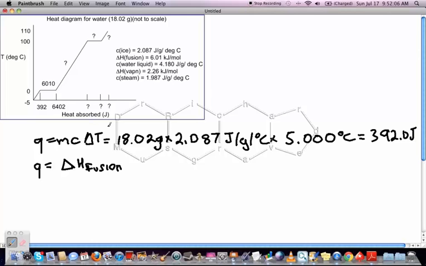Now, fusion is the process of freezing actually, but it's going to be the same going from melting from solid to liquid as it is from liquid to solid. So the delta H of fusion is going to be identical in each instance. So it doesn't really matter if we're going from liquid to solid or solid to liquid. So delta H of fusion is what we'll use there, and we're going to multiply it by the moles of substance. And the delta H of fusion here is 6.01 kilojoules per mole.